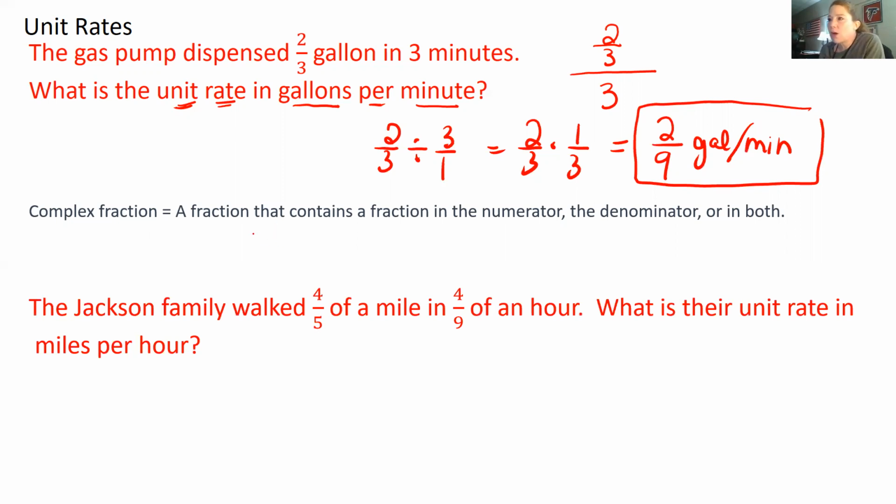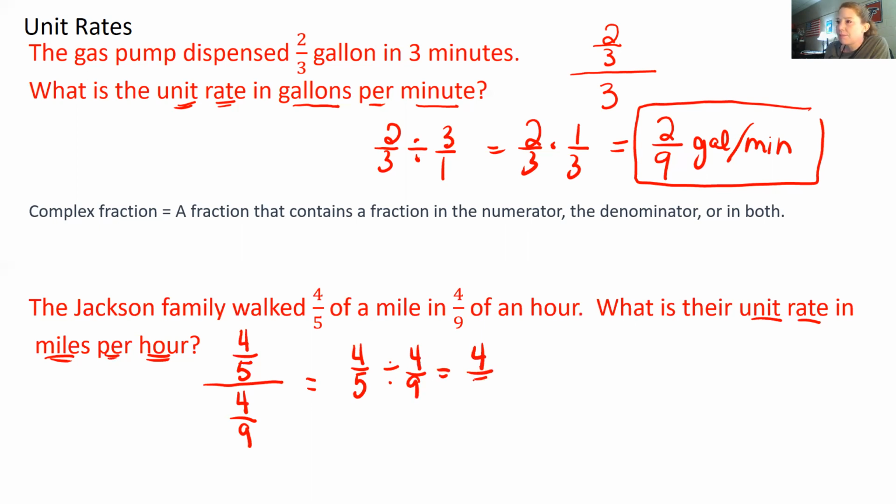The Jackson family walked 4/5 of a mile in 4/9 of an hour. What is their unit rate in miles per hour? So miles goes first, hours goes second. So 4/5 of a mile in 4/9 of an hour. So like I said, it looks a little scary, but it's just a division problem. 4/5 divided by 4/9. Since we're dividing fractions, we're going to keep it, change it, flip it.